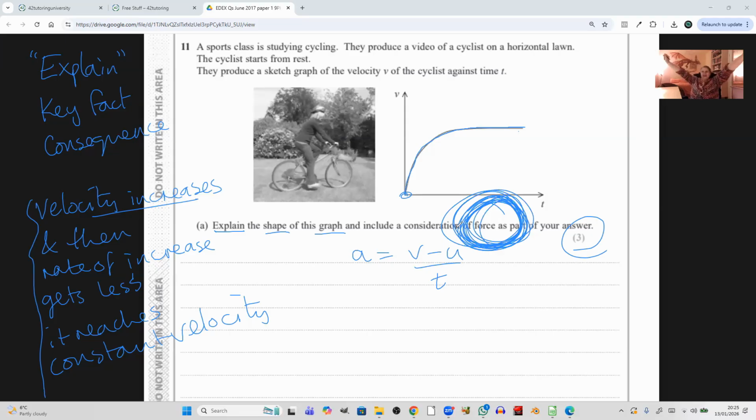Yes, yes, yes, yes, cooking with gas. A resultant force is required. Yeah, so well done. A resultant force is required to cause acceleration.